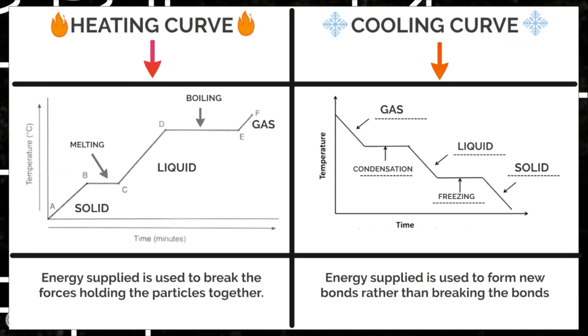For example, take a look at this heating curve. When a substance is changing state, for example at the melting point or even the boiling point, the energy provided is being used to weaken or break the forces rather than increasing the particles' kinetic energy, hence leading to a change in state. This is why we do not observe a rise in temperature when a substance is changing state.